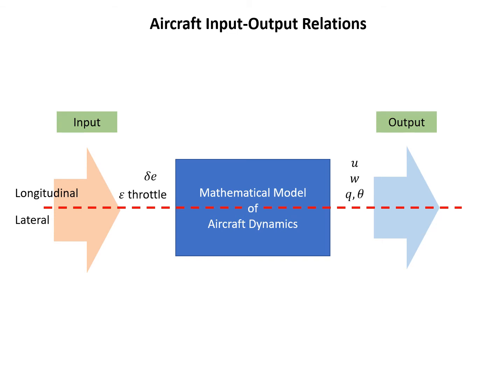For the longitudinal dynamics, we consider delta E, the elevator deflection, and epsilon, the throttle angle. The output we are looking at is u, w, q and theta. u is the longitudinal speed, w is the vertical speed, q is the pitching rate, and theta is the pitching angle. And for the lateral dynamics, we need to consider the inputs delta A and delta R, that's the aileron deflection and the rudder deflection. On the right-hand side, we have quite a few parameters. I'm not reading them.